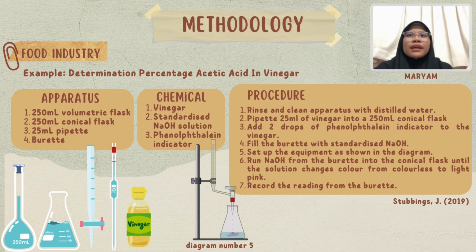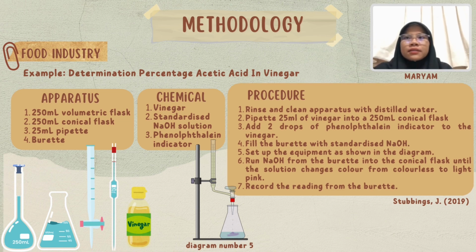First step, rinse the apparatus with distilled water. In the second step, pipette 25 ml of vinegar into a 250 ml conical flask. Third step, add 2 drops of phenolphthalein indicator to the vinegar. Fourth step, fill the burette with standardized sodium hydroxide. Fifth step, set up the equipment as shown in the diagram. Sixth step, add sodium hydroxide from the burette into the conical flask until the solution changes color from colorless to light pink. The last step, record the reading of the burette so that we can calculate the percentage of acetic acid in vinegar.